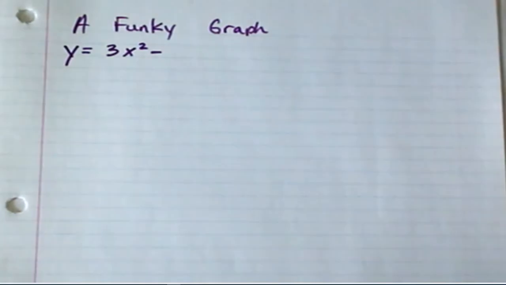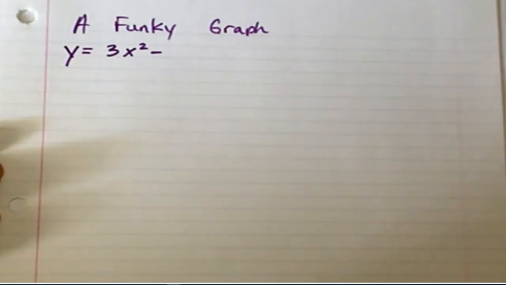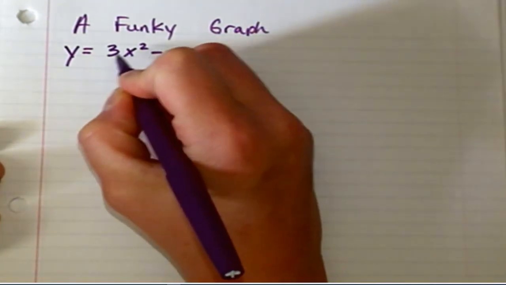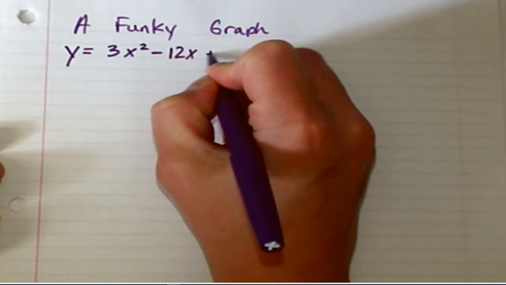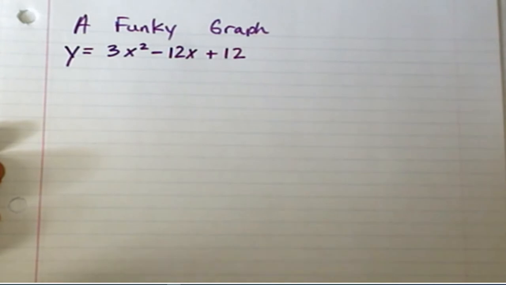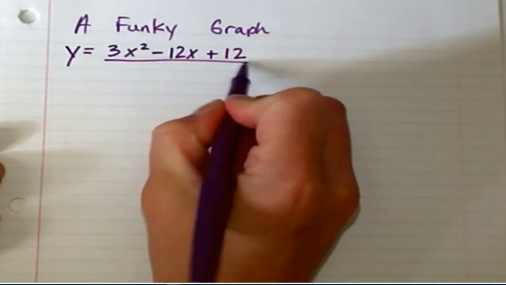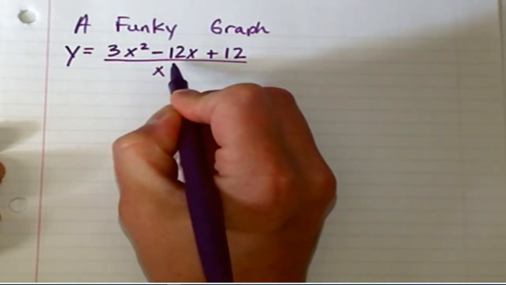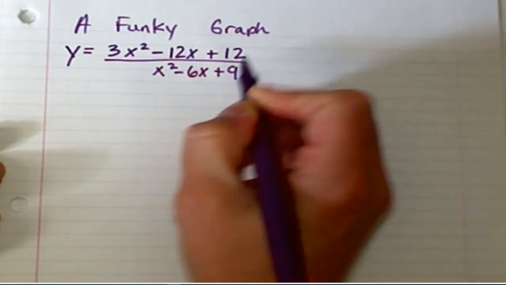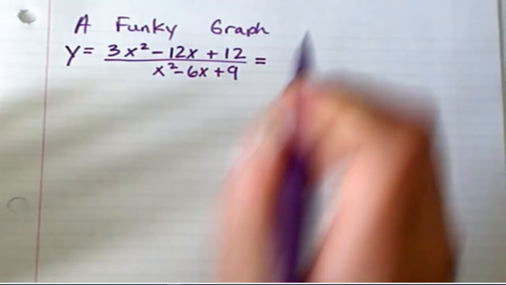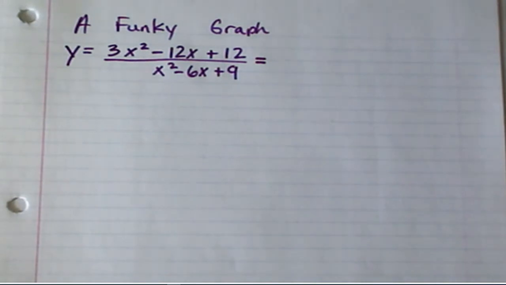All right, we are going to go ahead and look at a funky little graph and see if we can figure out how to graph it. So we get 3x squared minus 12x plus 12, all over x squared minus 6x plus 9. And so the first thing I'm going to do is factor.